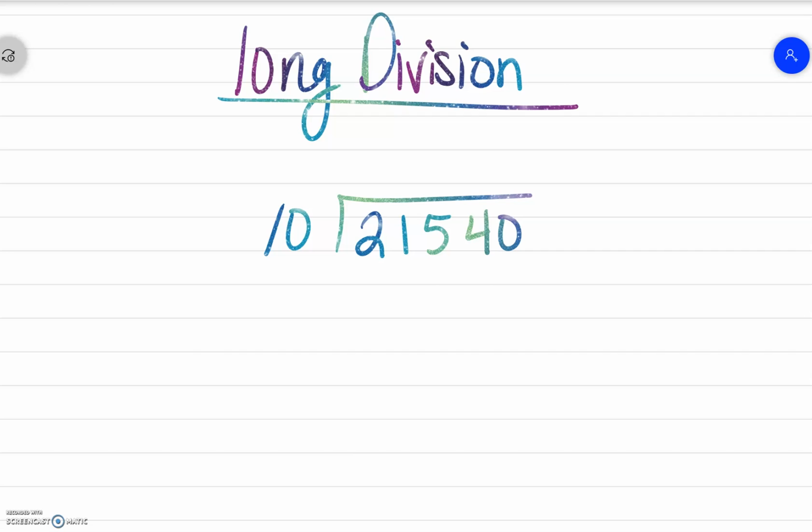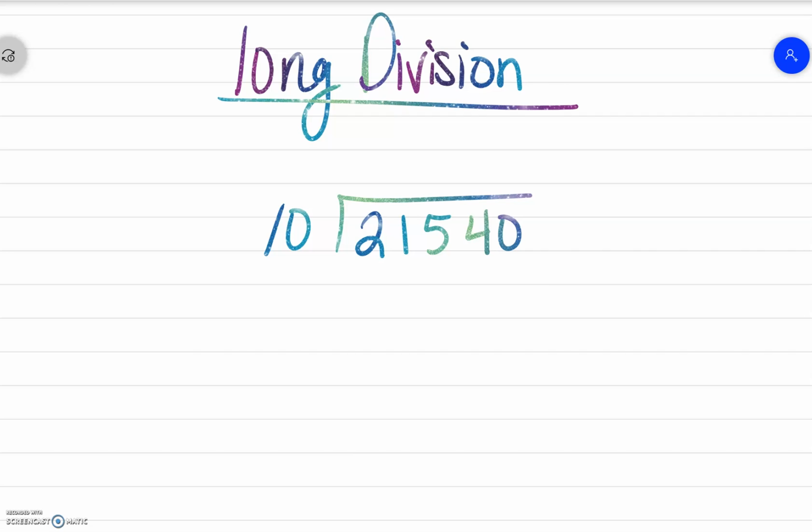But to get us started, let's remind ourselves what long division looks like when we are dealing with just regular, plain old numbers. So I have a problem here: 21,540 divided by 10. Because it's divided by 10, we can find the answer really easily, but I wanted to use nice numbers to show you.